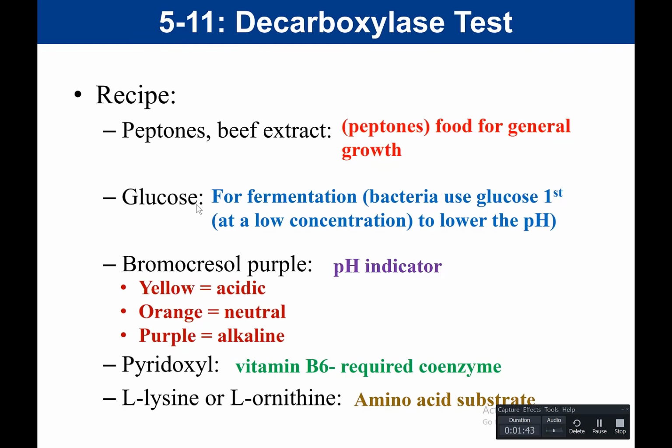You should know that the pH indicator is bromocresol purple, and the various colors that it will be at different pH. You should know pyridoxal is a required coenzyme, meaning that the decarboxylase will not be active without the pyridoxal being present. That's why pyridoxal is added to the media. And then know that lysine and ornithine are the amino acid substrates in the tubes.